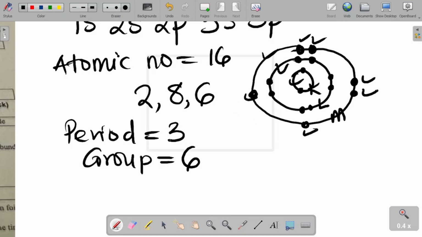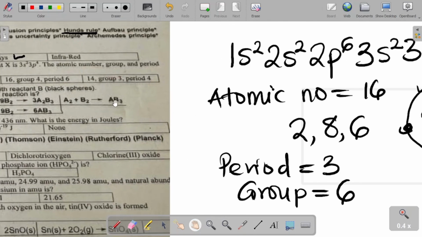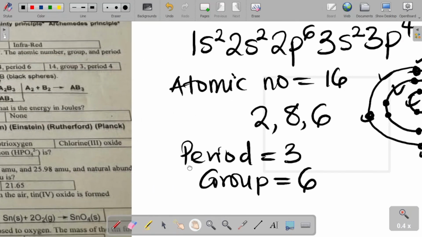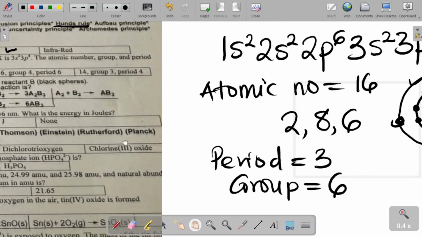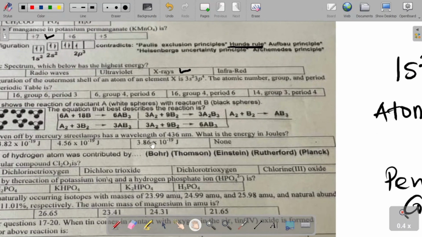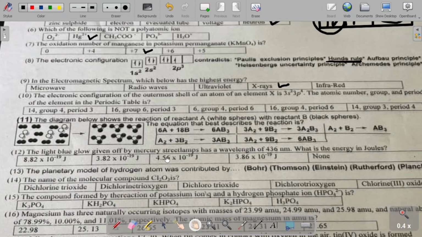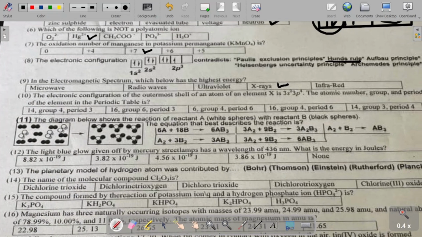So atomic number would be 16, the period would be 3, and the group would be 6. So let's see which of them is that. Group 6, period 3, atomic number 16. That's the second one here. That's 16 for atomic number, group 6, and period 3. That's the second one here. So that's your answer.